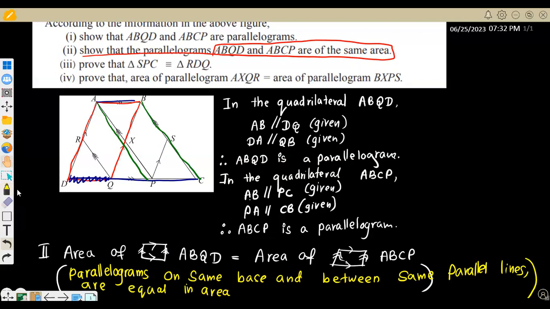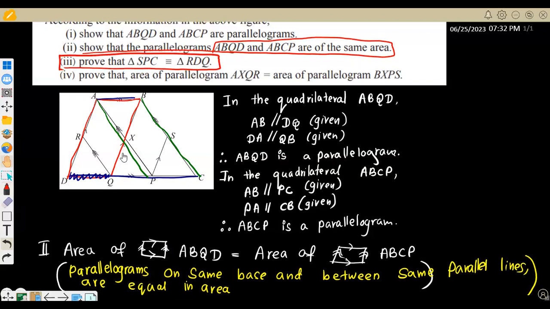Can you see the third question? Look carefully at the third question. There is a congruency to do. Then shall we start to do the congruency?